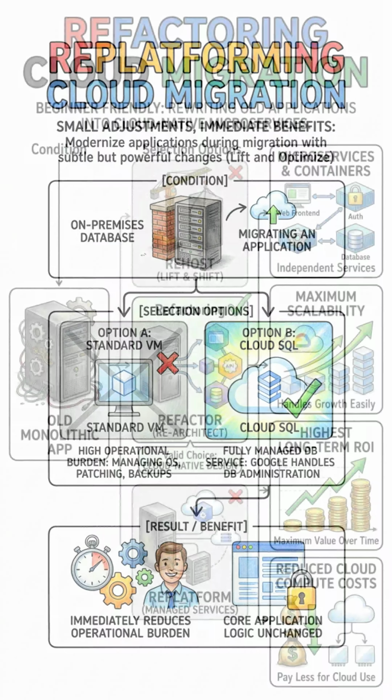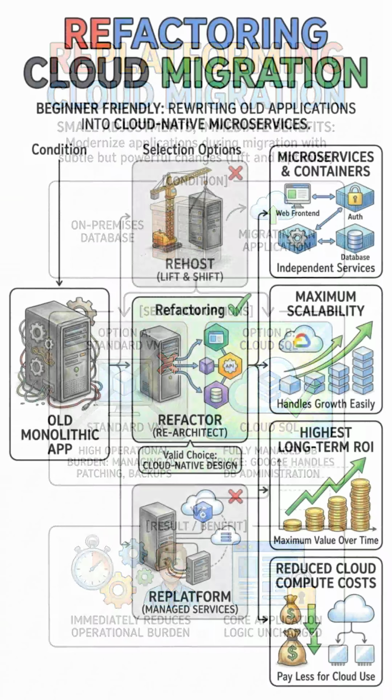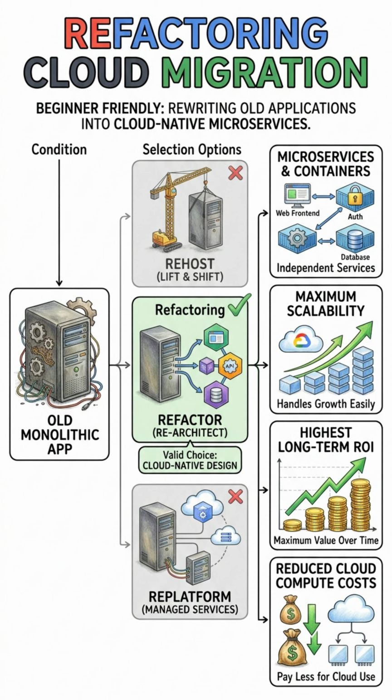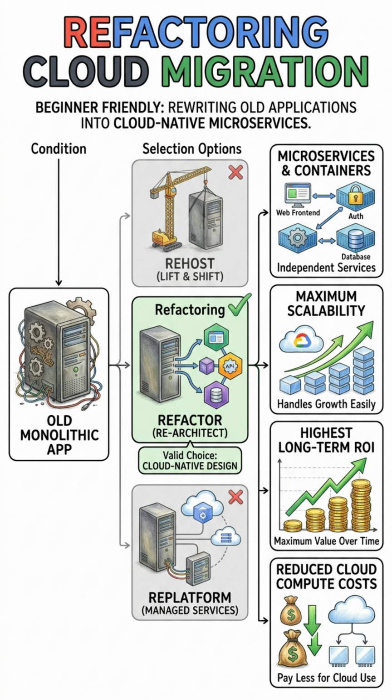Refactoring, or re-architecting, requires you to rewrite significant portions of your application code to make it truly cloud-native. This often means breaking down a massive, old monolithic application into modern, independent microservices that run inside containers. While refactoring is the most expensive and time-consuming migration strategy, it provides the highest long-term return on investment by maximizing scalability and drastically reducing cloud compute costs.